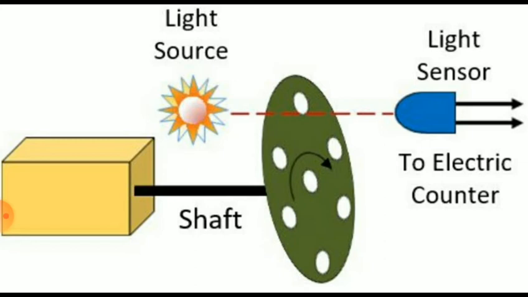There is a shaft whose angular speed or angular velocity has to be measured. This is a disc that is attached on the shaft, called the opaque disc, and that disc has equidistant holes on its periphery. There is a light source and there is a light sensor, which will count the pulses. The light from the source is passed through the opaque disc.